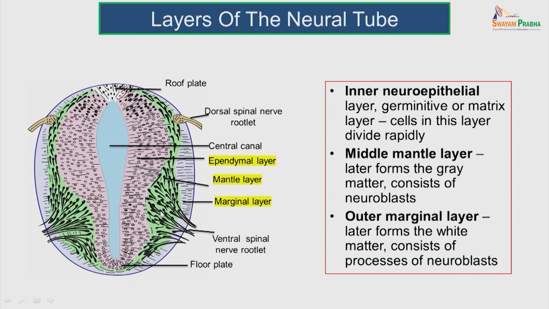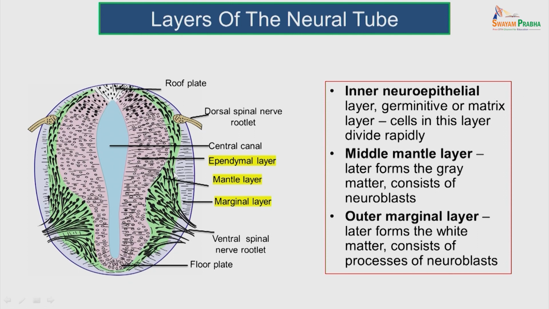The next layer is the middle layer, or the mantle layer. This forms the grey matter and it consists of neuroblasts. Then the outer layer, the marginal layer, forms the white matter and has the processes of these neuroblasts. So, from inner to outer we have the ependymal layer, mantle layer and marginal layer. This is the basic structure of a neural tube when it is developing.